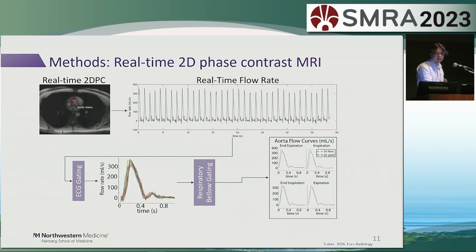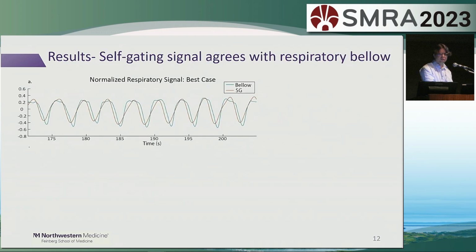So for expiration and inspiration along the respiratory cycle, we can now compare directly the 5D flow and real-time 2D phase contrast at each of these locations. Here are our first results for the self-gating with the respiratory bellows, and this is our best case, where you can see there is good alignment between the bellows and the self-gating signal, and they agree pretty well.